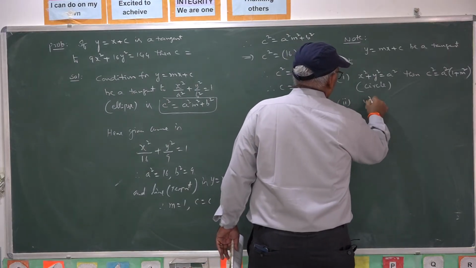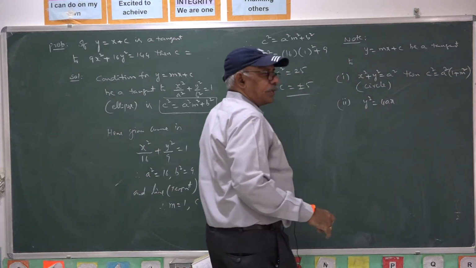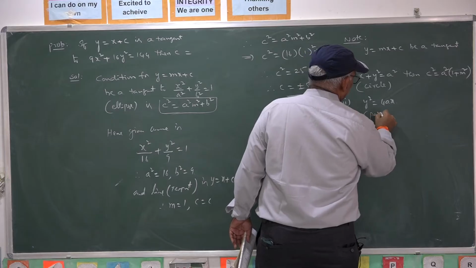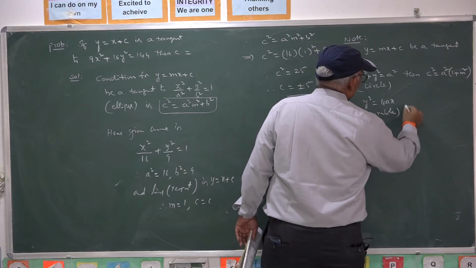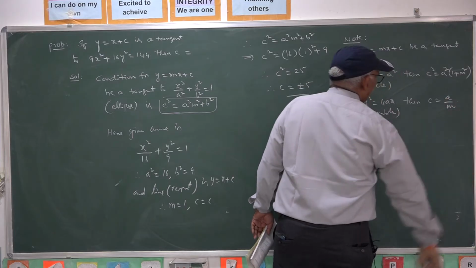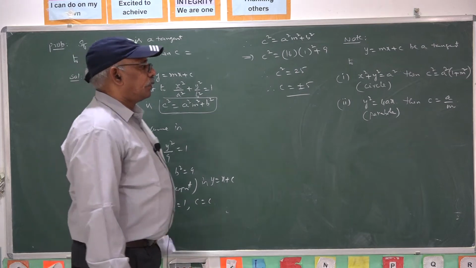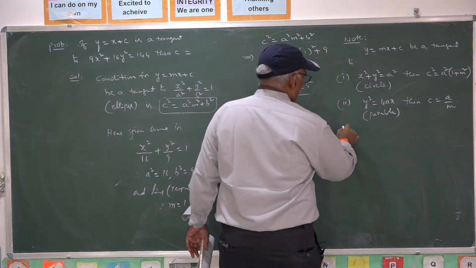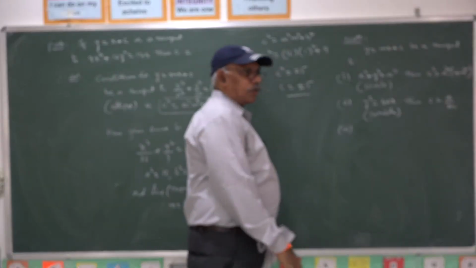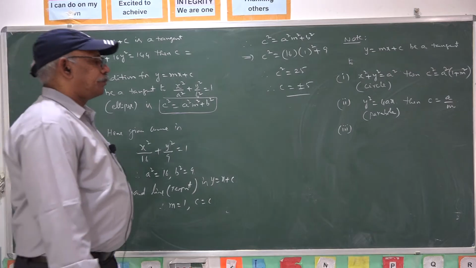For the parabola y square equal to 4ax, if y equal to mx plus c is a tangent to it, then the condition is c equal to a by m. Provided that the parabola is in the form y square equal to 4ax only, the condition is c equal to a by m.